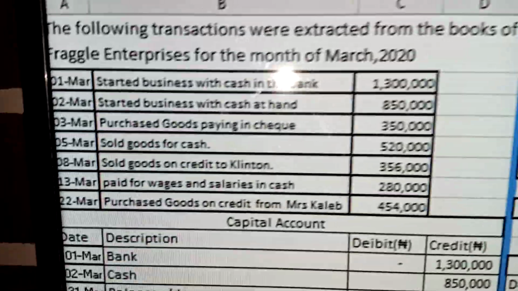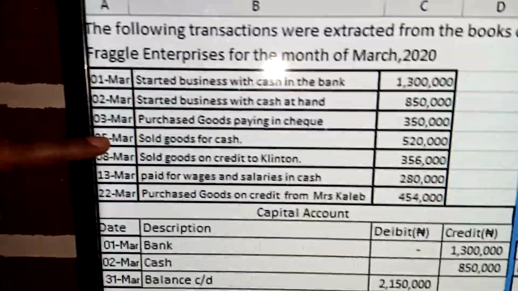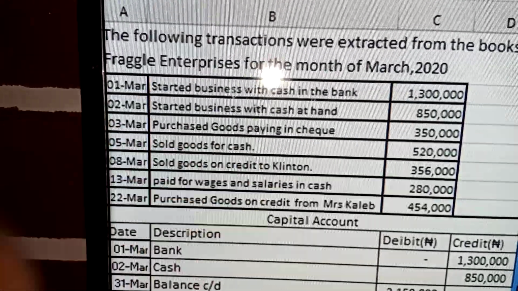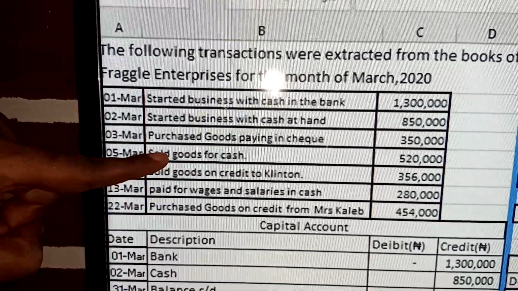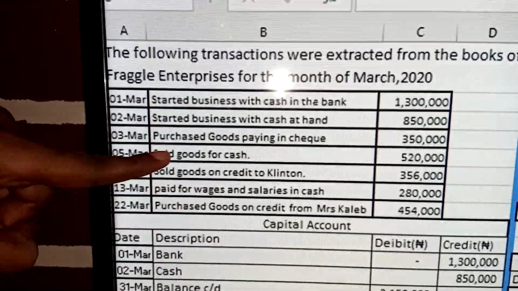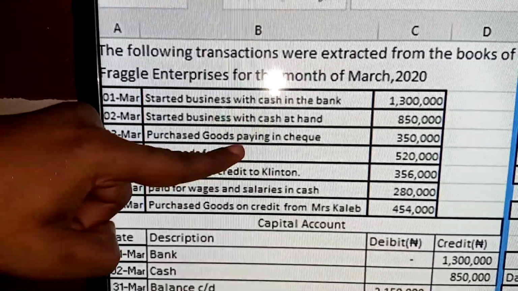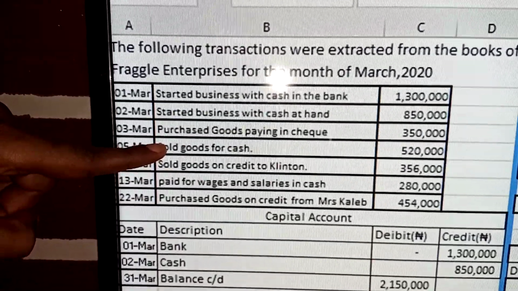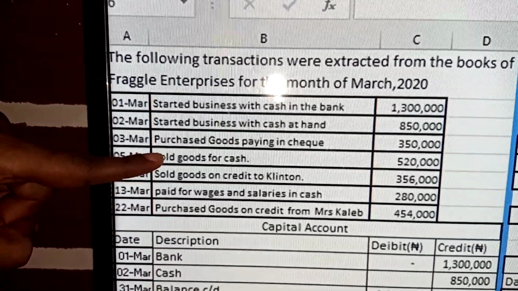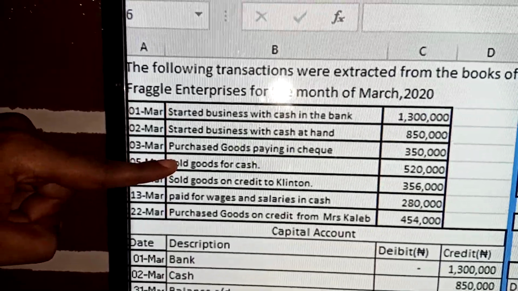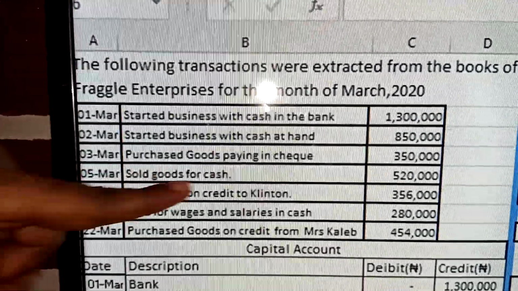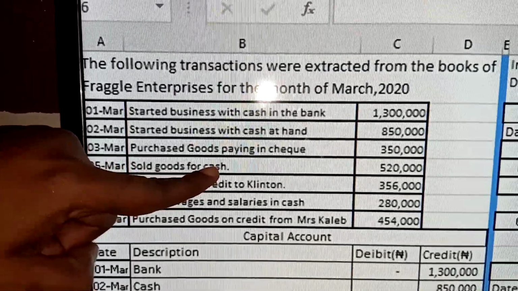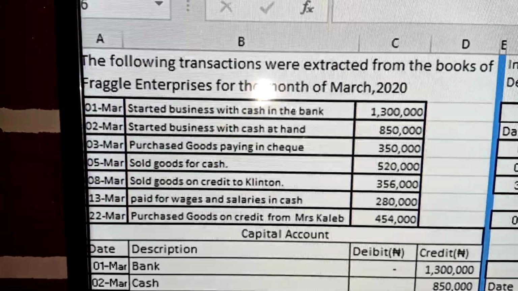So the next one here, we have 5th of March, sold goods for cash. So we have two items here, sales and cash. Sales is an income, cash is an asset. What's the rule for sales when it is increasing? You credit. Sales is increasing here because you sold, so it will increase, you credit. Cash is an asset. When you sell, you receive cash. Cash is also increasing, so you debit as an asset.